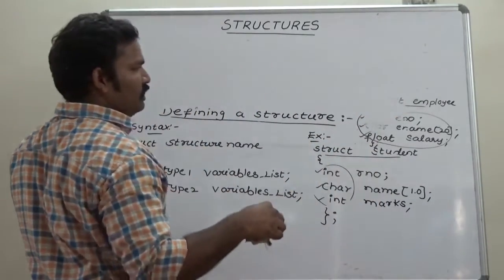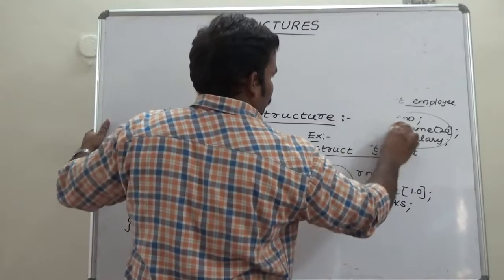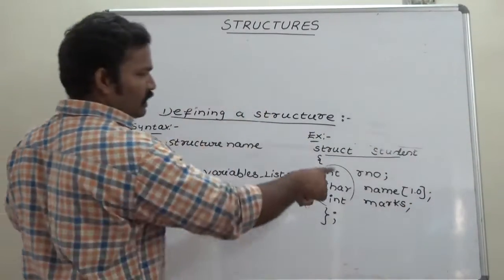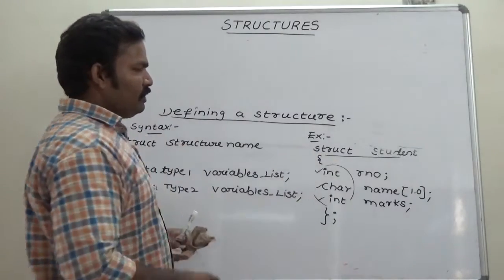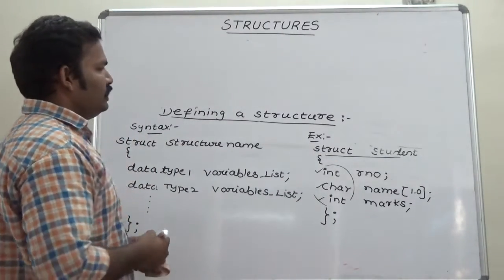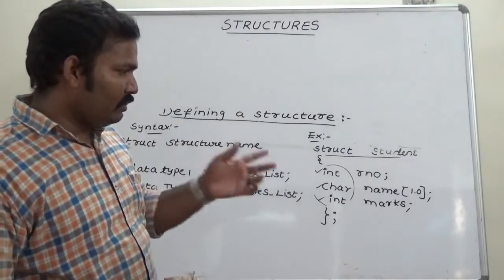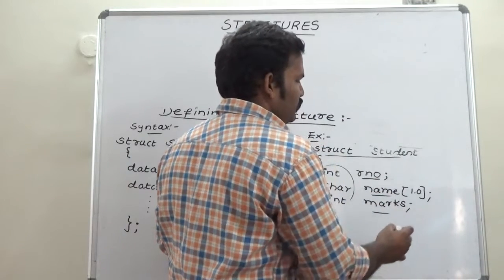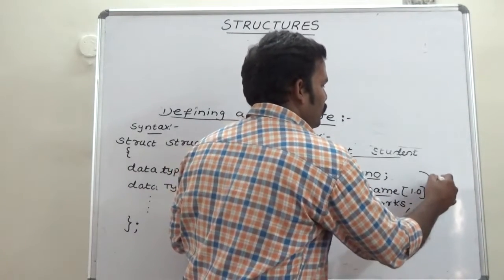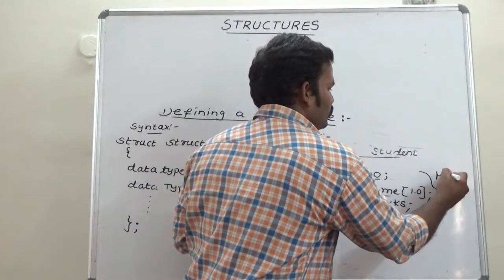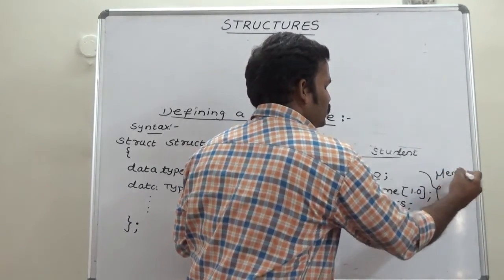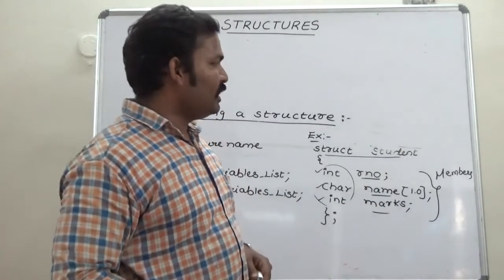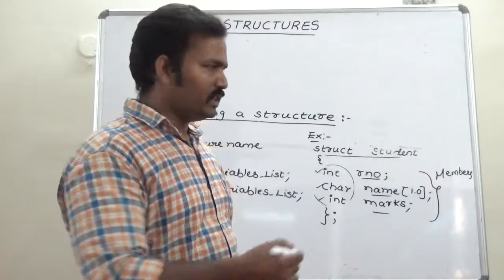So in our example, in this session I will use only this particular example. When we declare here, how many variables are there? Roll number, name, marks. These variables are called members. These three variables are called members of the structure.